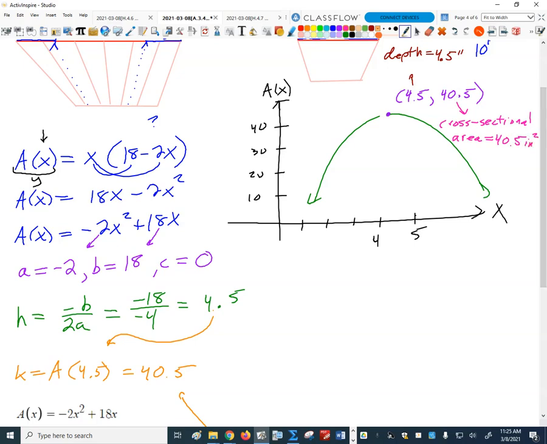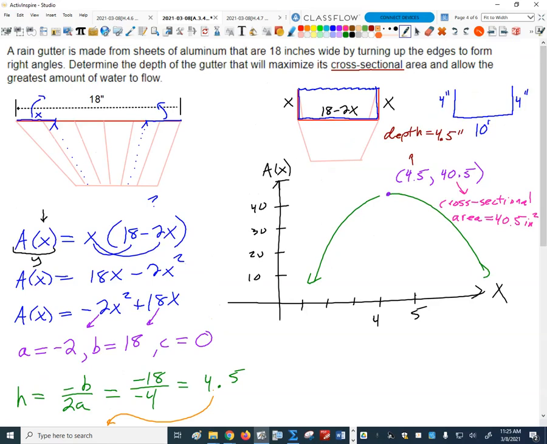square inches. We don't really care about that, though. The question didn't ask for that. It just wanted to know what's going to be the depth of the gutter that's going to maximize the cross-sectional area. So there it is. It's 4.5. We got it, right? It's just going to be the x coordinate of that vertex. That's pretty cool. How else are you going to do that problem, right?